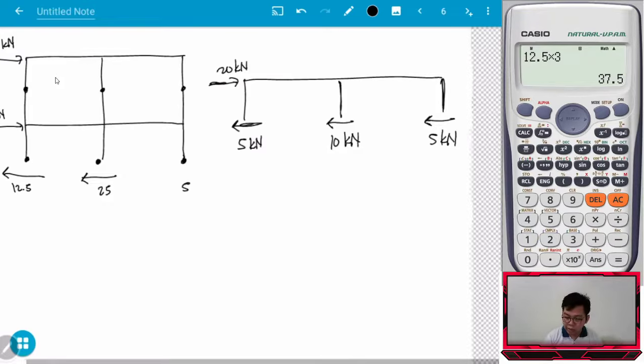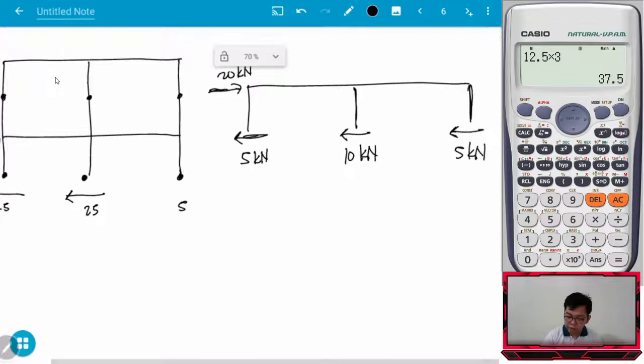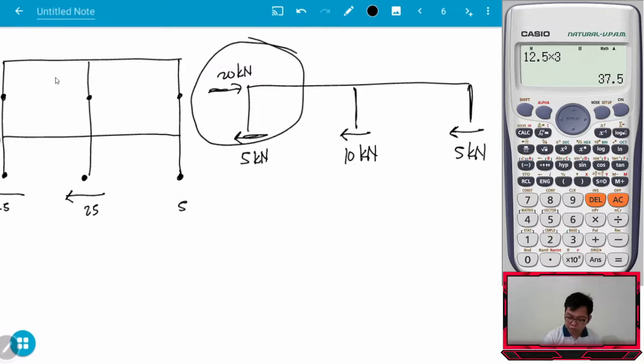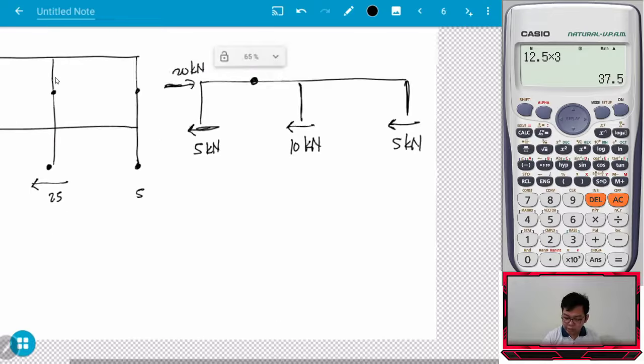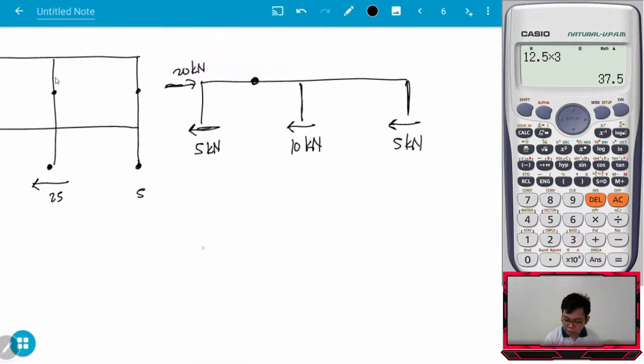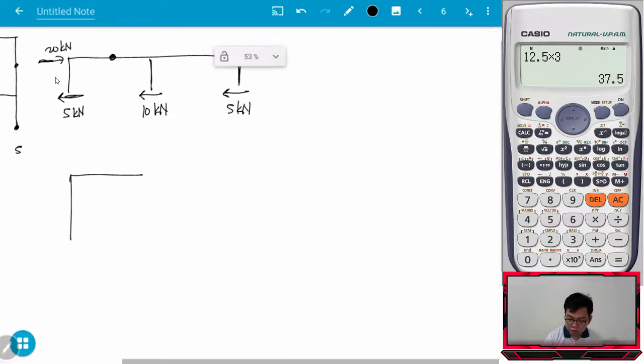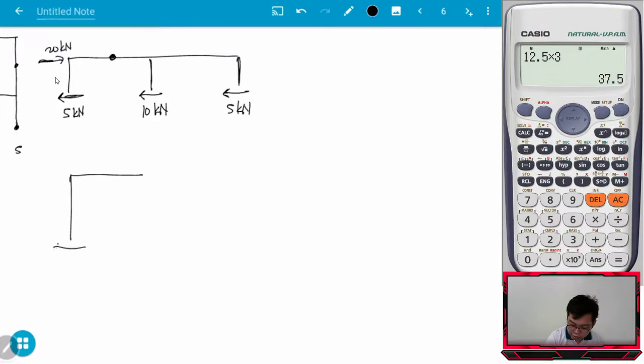So, ako, I'll try to consider first, ito na lang muna. Sandali, yan, ito. I-consider ko to. Okay, so magka-cut ako dito. Yan, okay, so ika-cut ko guys ha. So, ang mangyayari guys is ganito. Yan. So, again, hindi yan drawn to scale. So, this is 5 kN.